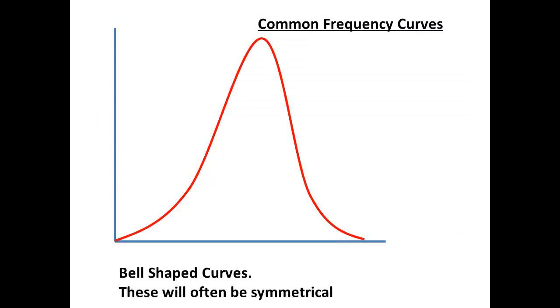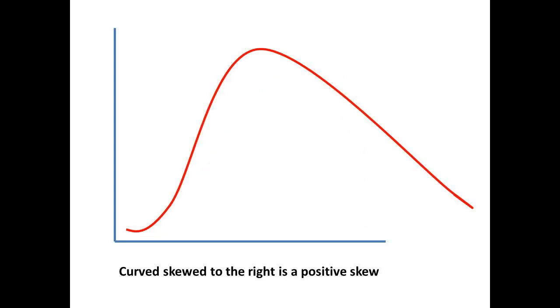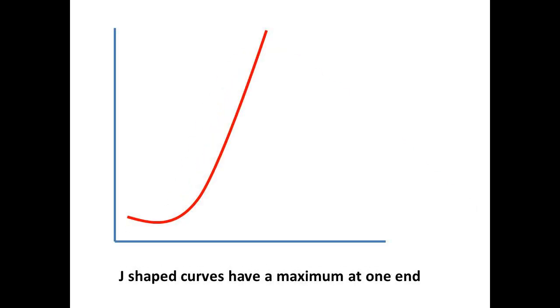When you plot frequency polygons, or many other charts, you will come to recognize common shapes. These are important because they provide clues on interpretation of data. Here are a few of the common shapes to look for. A bell-shaped curve is usually symmetrical. The shape may be skewed to the left, in which case we say it has negative skew, or skewed to the right, in which case we say it has positive skew. You will also encounter J-shaped curves with a maximum at one end.